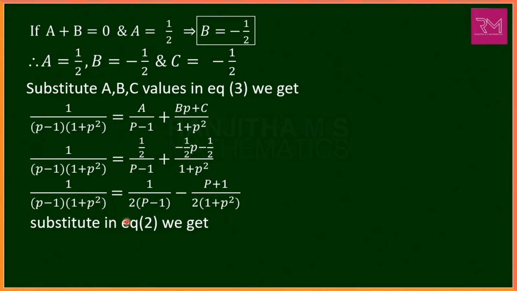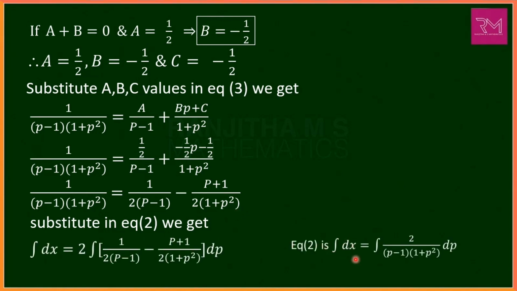Next step, substituting this value in equation number 2. Here the partial fraction of 1 by p minus 1 into 1 plus p square is 1 by 2 into p minus 1 minus p plus 1 divided by 2 into 1 plus p square, so that we can substitute this value in equation 2. That is equation number 2, integration of dx, which is equal to integration of 2 divided by p minus 1 into 1 plus p square into dp.